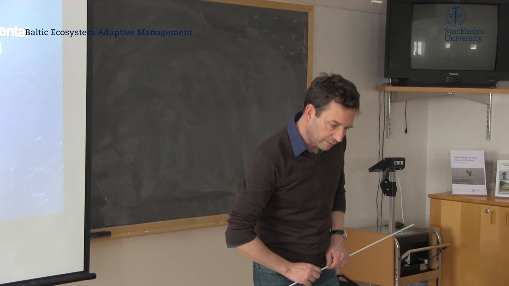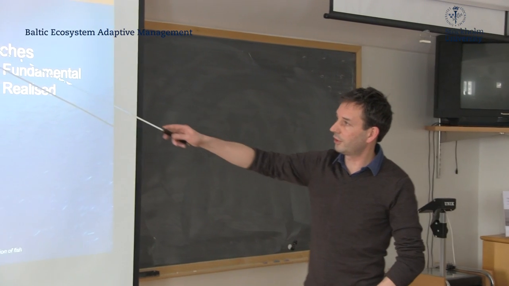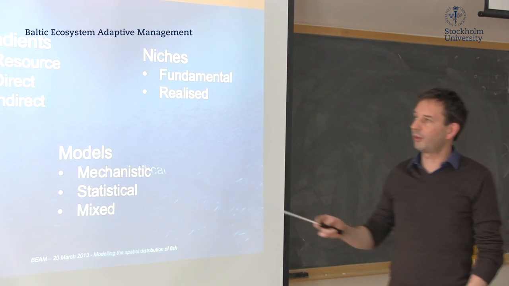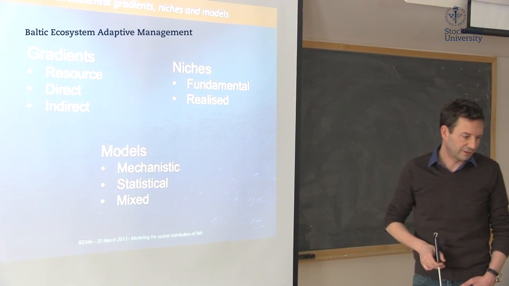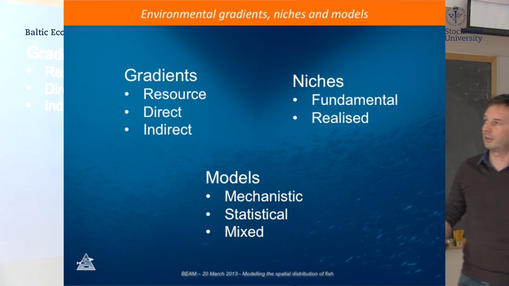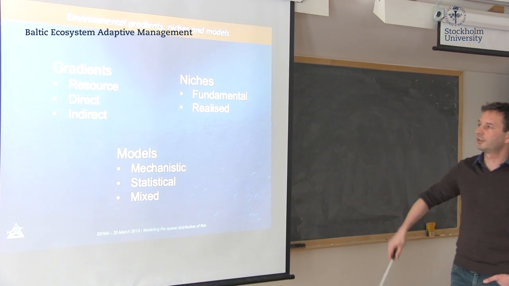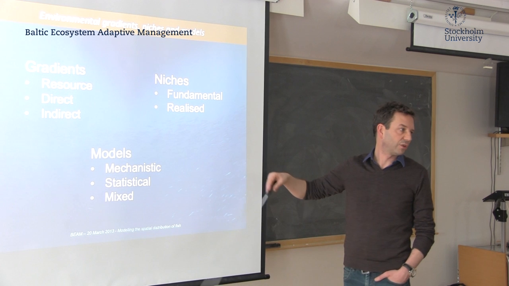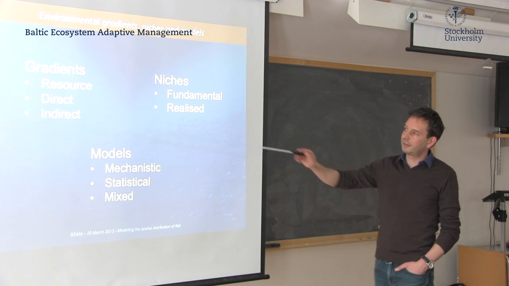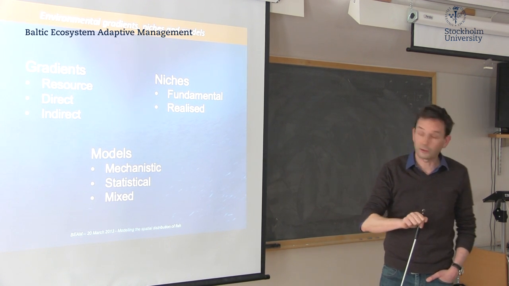Okay, now I'll bring a few more things on considerations on gradients, niches, and models. Environmental gradients are often considered in three different categories. Resources: something directly consumed by your species of interest, food or nutrients, typically. Direct gradient is something that is not consumed, but that can directly affect the physiology. You can think about temperature or pH. And indirect is everything else. Something that doesn't have a direct physiological impact and is not directly consumed.